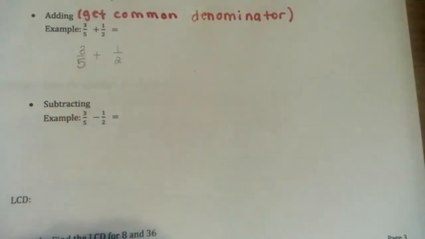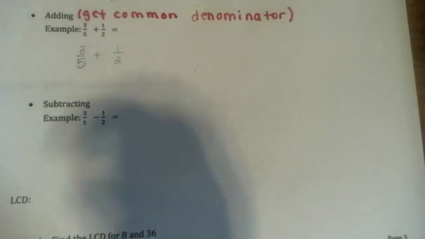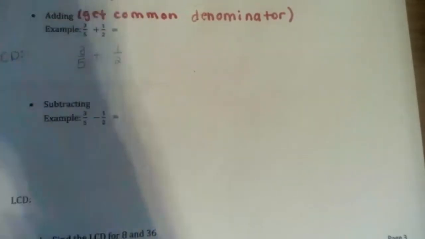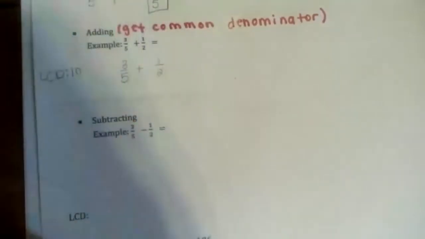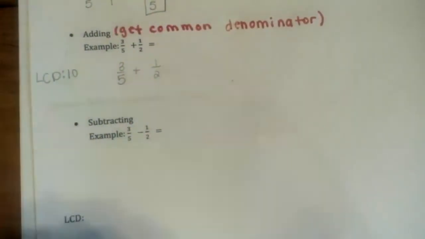So that means our common denominator, which we're going to call our LCD. We're going to talk about LCD in just a second. So our LCD, which is our least common denominator, our smallest number that we can make them both into, our LCD is going to be 10. Our least common denominator is going to be 10.